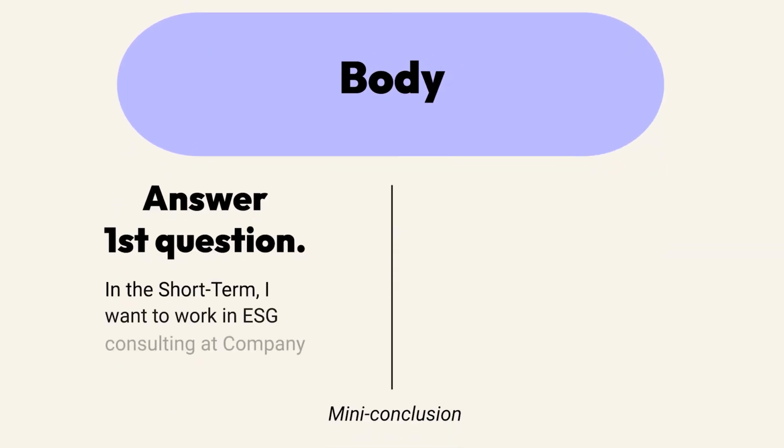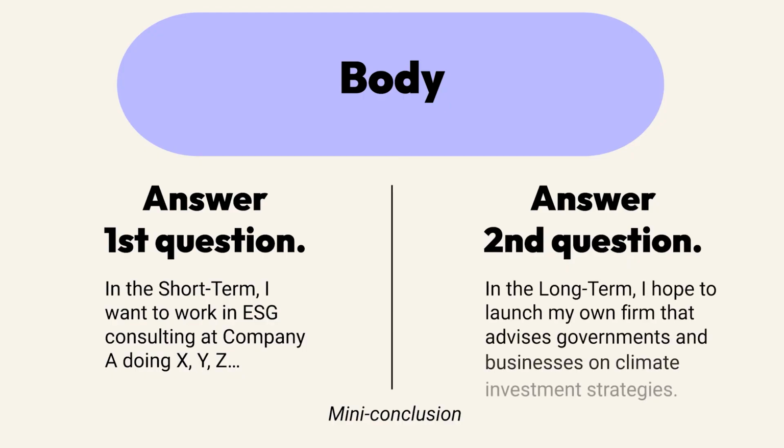Now we need to divide our body into these 2 main parts. So in the first part, we're gonna have the short-term goal, and then in the second part, we're gonna have the long-term goal. So for the short-term goal, we can say something very simple like, my short-term goal is to work in ESG consulting for company A doing X, Y, and Z. And then for the long-term goal, we can say something like, in the long term, I hope to launch my own firm that advises governments and businesses on climate investment strategies.